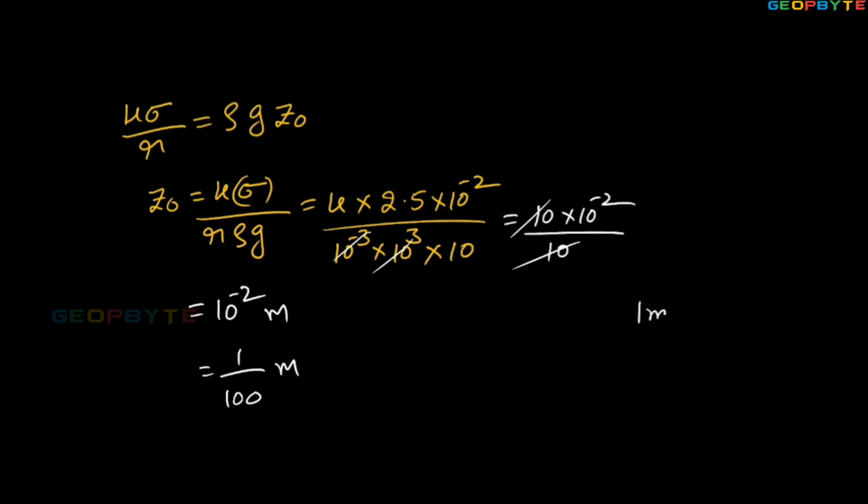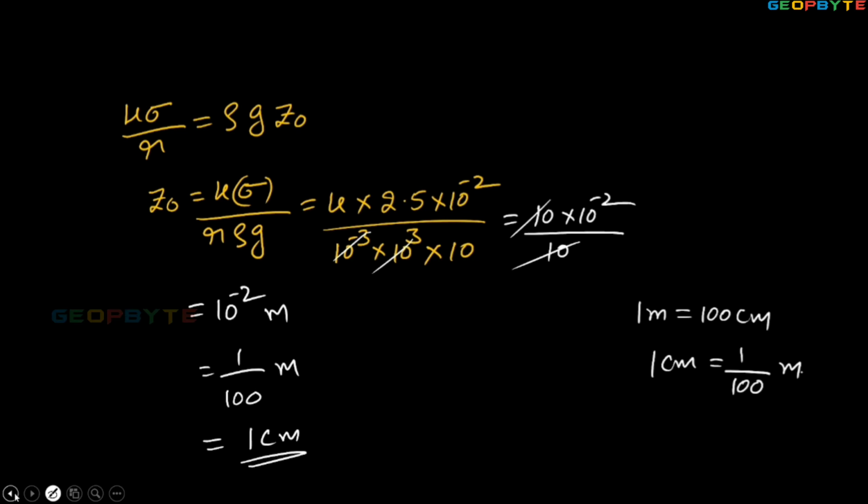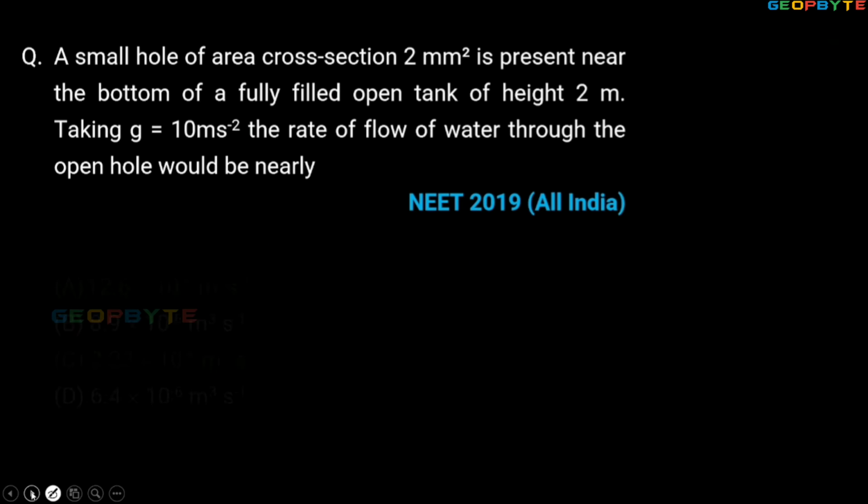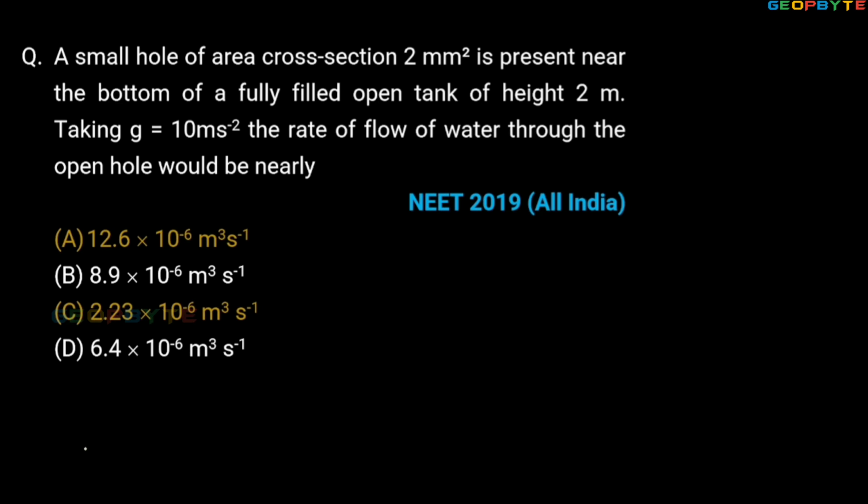As you know, 1 meter equals 100 centimeters. From this, 1 by 100 meters equals 1 centimeter. I converted to centimeters because all the options are given in centimeters. Anyhow, option C is absolutely correct. Okay? Similarly, look at another important problem asking like this.